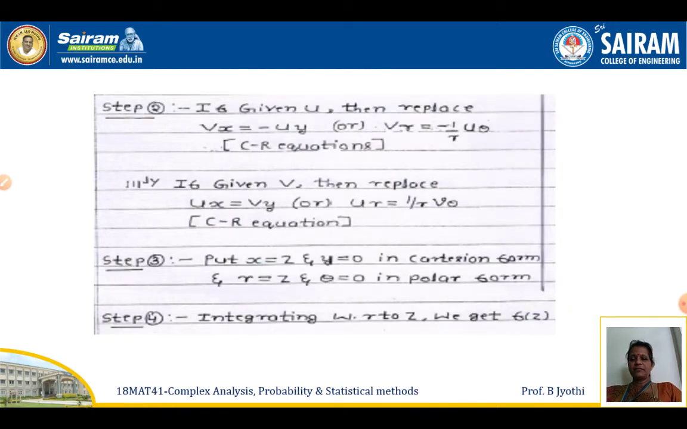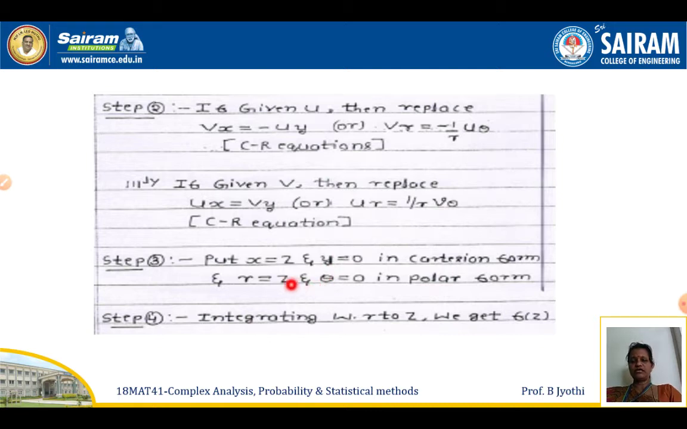Next step, if u is given, then replace vx with minus uy by using the CR equation, and if it is in the polar form, vr is replaced with minus 1 by r into u theta. Similarly, if v is given, then in the Cartesian case replace ux with vy, and in the polar case ur with 1 by r into v theta. That is by using the CR equations again.